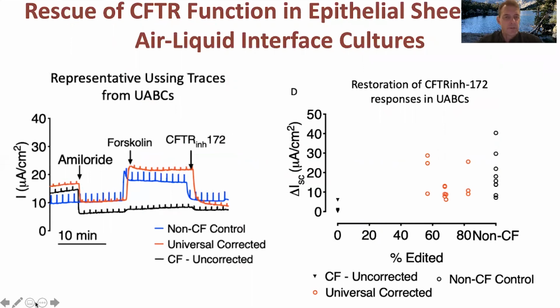And what's quite interesting is, here's an example trace, that the enriched universal corrected population actually shows currents that are equivalent or perhaps even greater than wild type levels. And plotted in a slightly different way than what I showed before, again, the current in uncorrected cells is quite low. Here's the range of current that is found in non-CF air-liquid interfaces, and you can see our enriched universally corrected cells fall within the range of wild type cells.